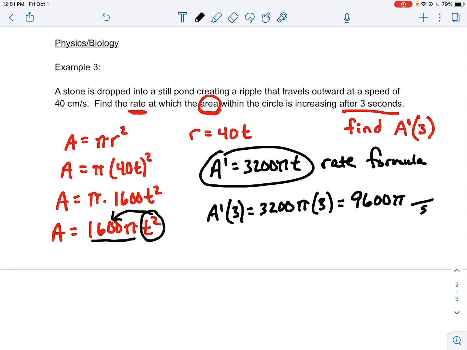But here's where people tend to make a mistake. They see this centimeters up here, and they want to write centimeters there. That's the velocity. Area is distance squared. So the way the area is increasing is square centimeters per second. And so we would be increasing at a rate of 9600 pi centimeters squared per second after 3 seconds here. Okay, that's the rate at which our area is increasing.